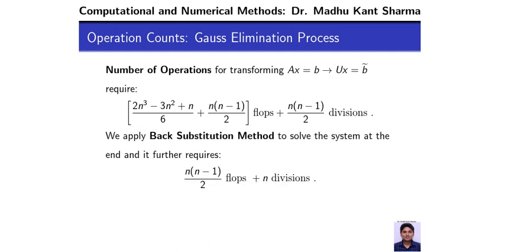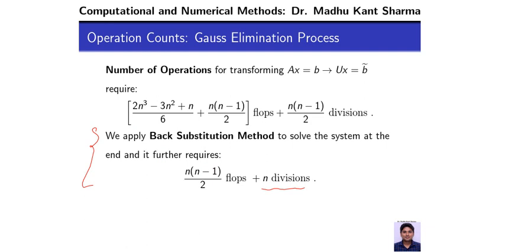Okay, for the final step, we apply the back substitution method to solve the system. It further requires how many flops and divisions? The number of divisions you can also count, that's very easy. In back substitution, each step requires one division, so n number of divisions will be there. That's very clear.